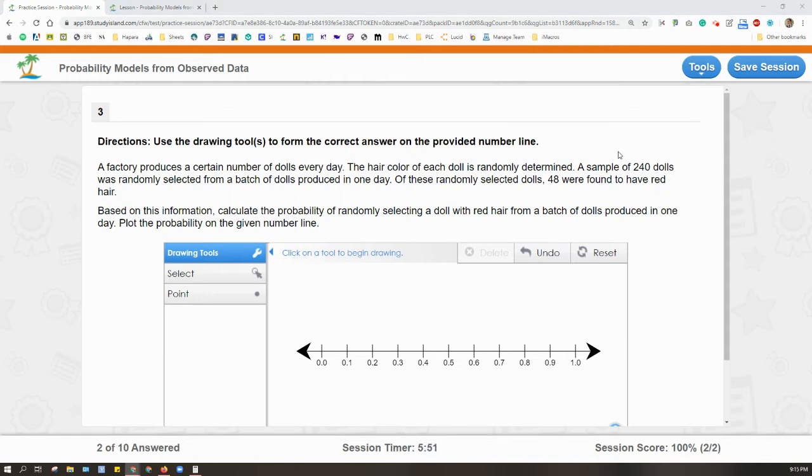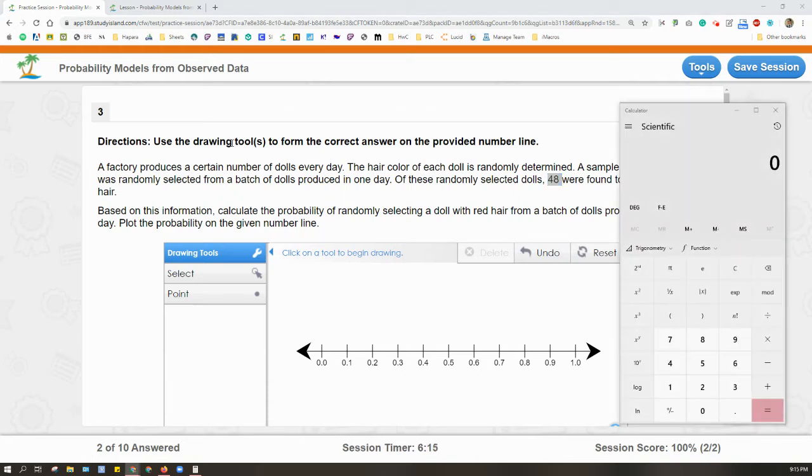So how many dolls did we have? We had a sample of 240 dolls. So a sample of 240 dolls means they looked at 240 of the dolls that were produced. From that sample, 48 had red hair. So the probability is whatever 48 out of 240 is. Now you're allowed to use a calculator, so I'll go ahead and get a calculator. Ready? And here we go.